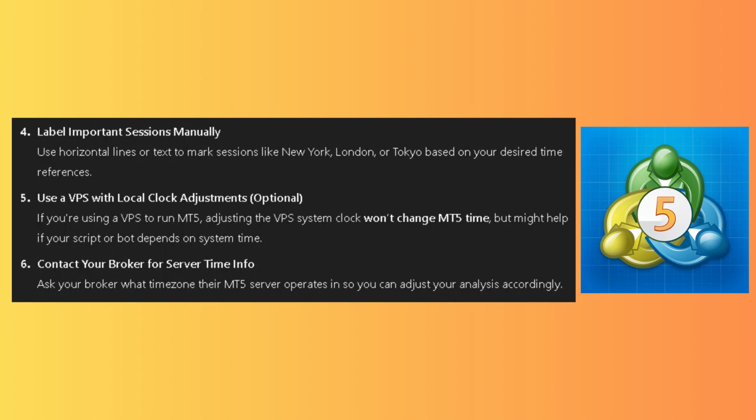Label important sessions manually. Use horizontal lines or text to mark sessions like New York, London or Tokyo, based on your desired time reference. Use a VPN with local clock adjustment. If you're using a VPN to run MetaTrader 5, adjusting the VPN system clock will not change the MetaTrader 5 time, but may help your script or bot, depending on your system.